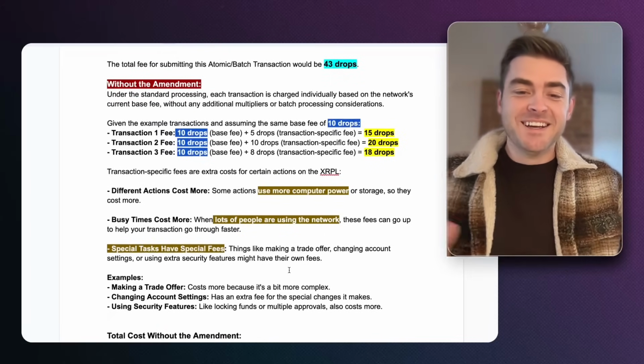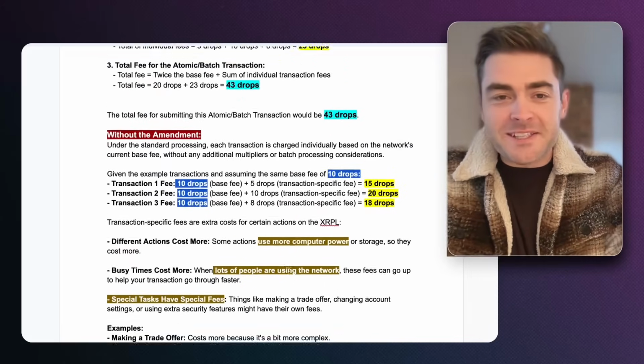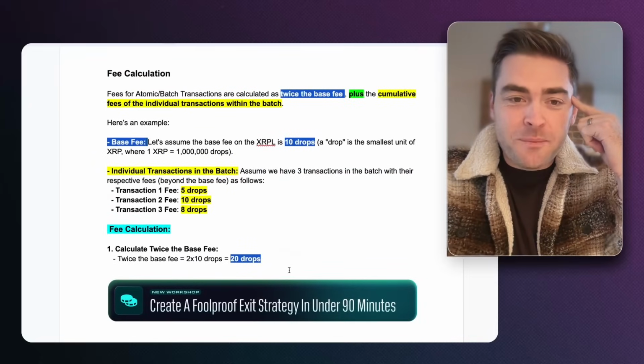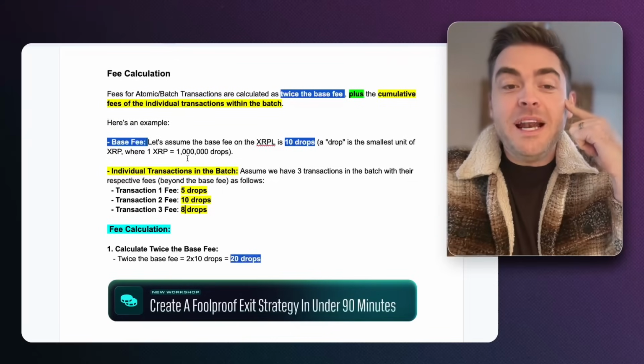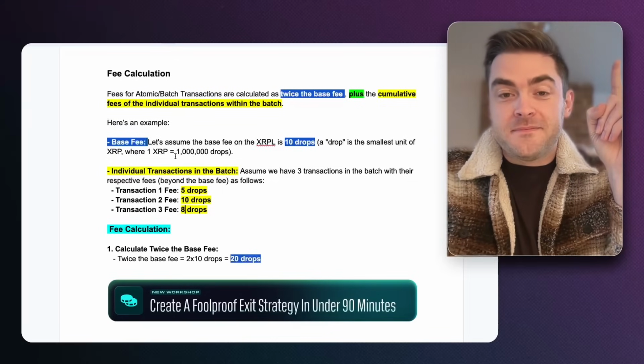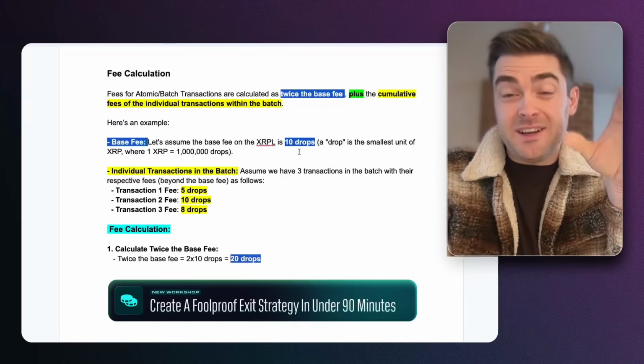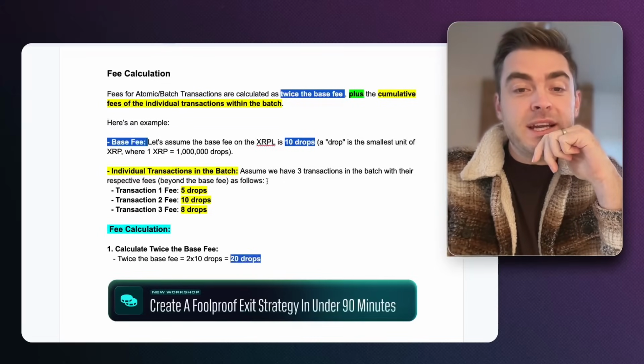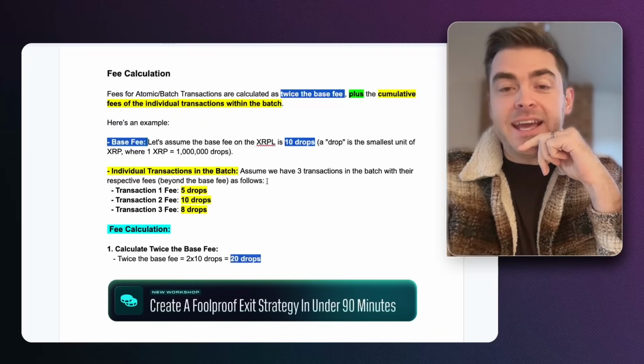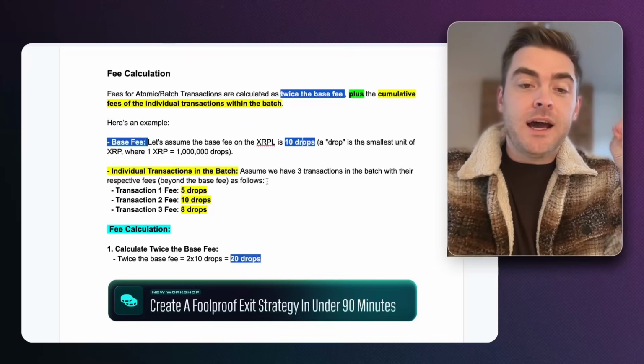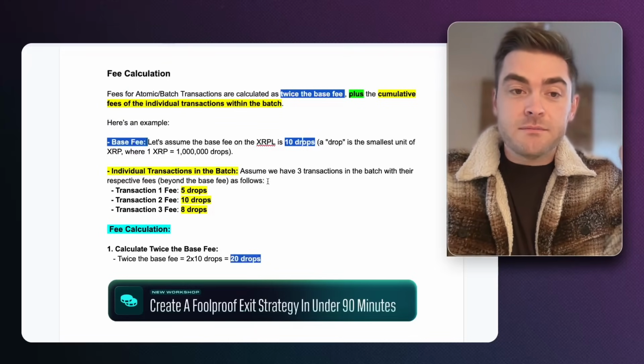That's amazing. And then I realized what a drop is. There are 1 million drops in 1 XRP. So saving 10 drops on this example transaction really is so insignificant, it cannot possibly be about saving fees.